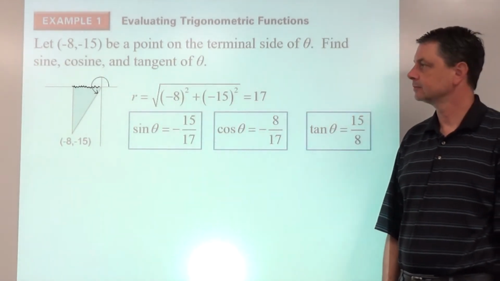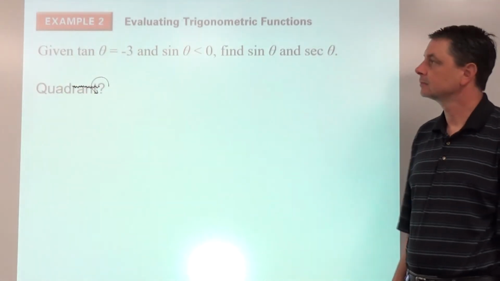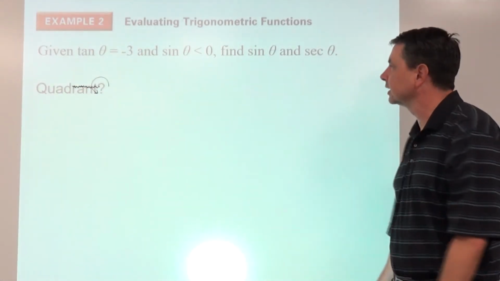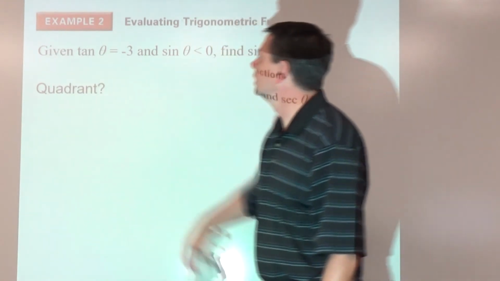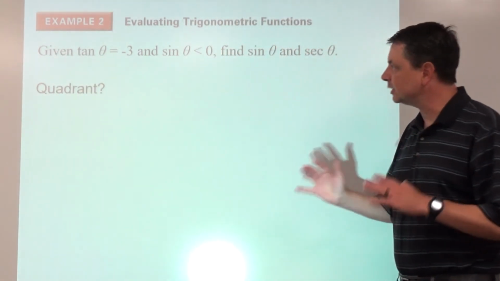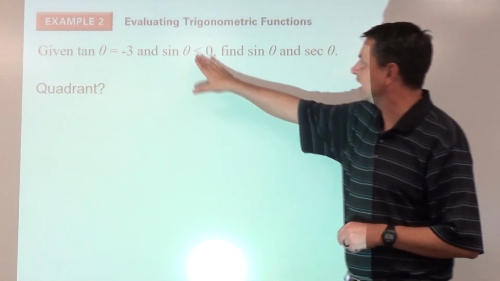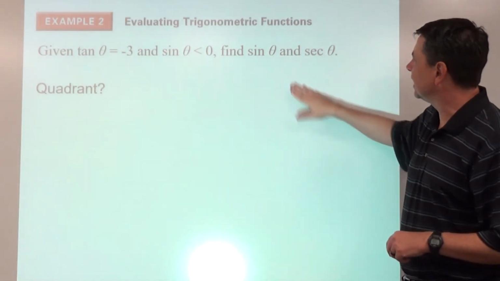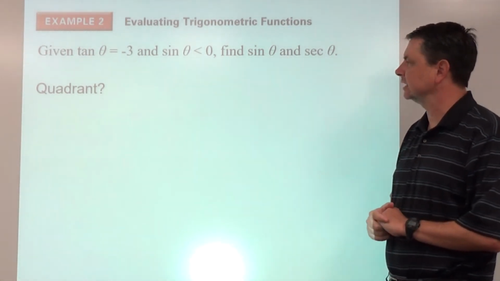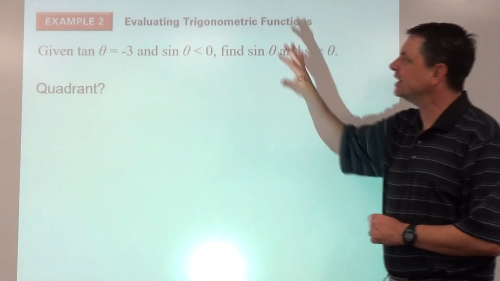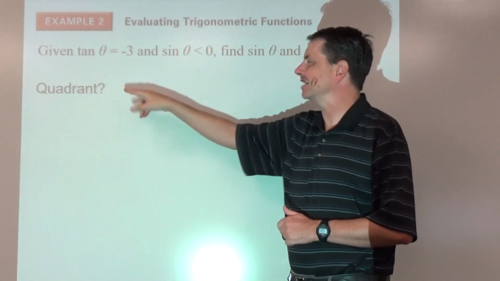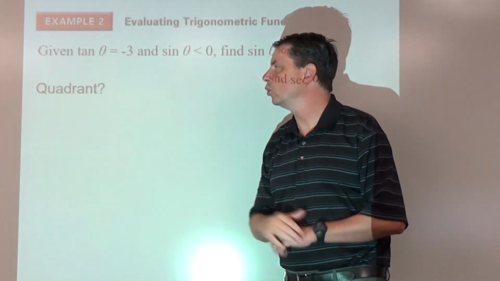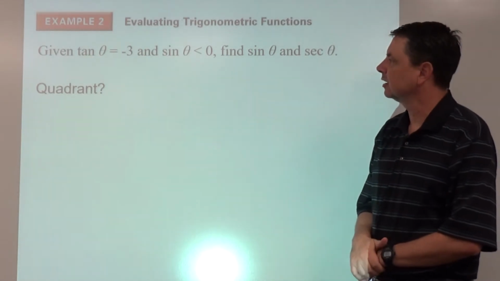Example number 2. Given the tangent of an angle being -3 and some additional information, sine of theta being less than 0, find sine of theta and secant of theta. And the reason that we need the additional information is to help us determine in what quadrant is theta.